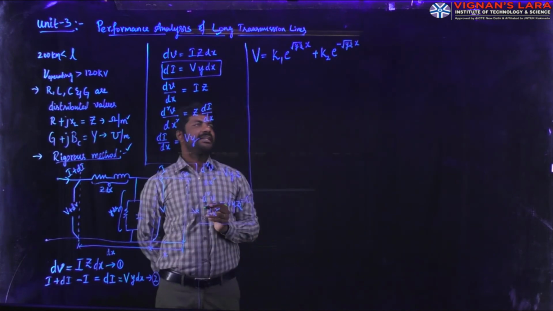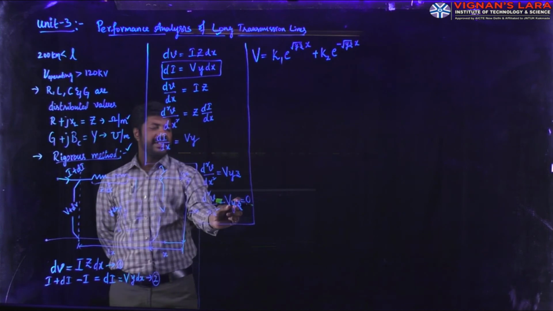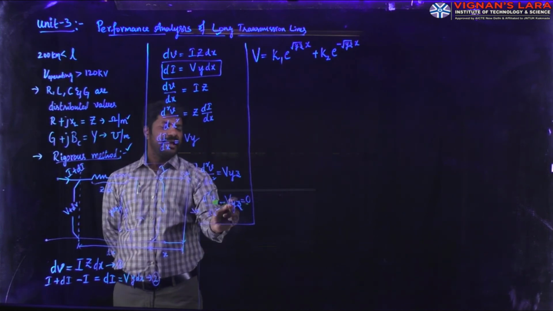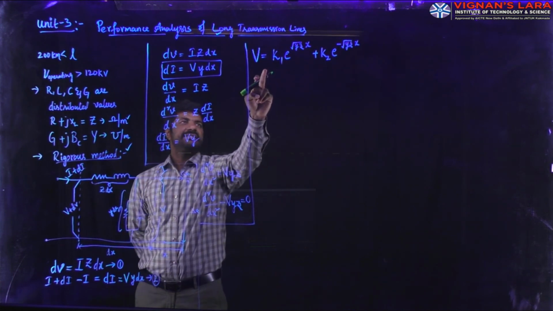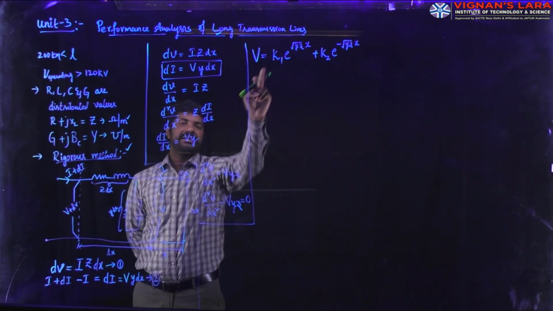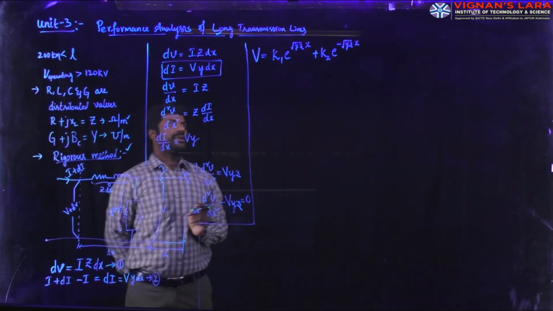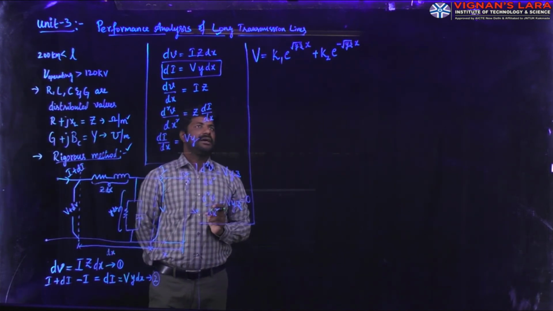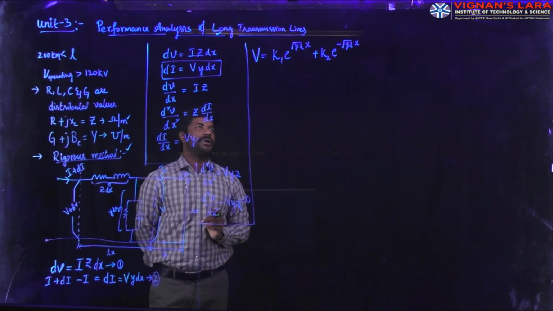This is the general solution for a second order differential equation with the coefficient YZ for V, with respect to x differentiation. Capital V is equal to constants K1, K2: K1 e to the power root YZ x plus K2 e to the power minus root YZ into x.